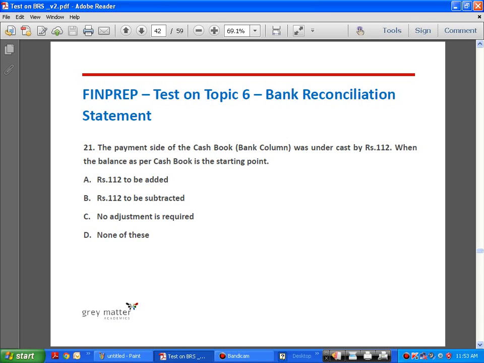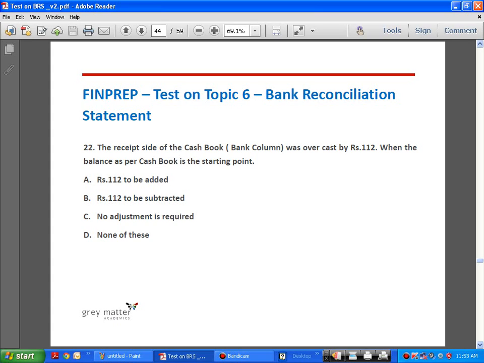The payment side of the cash book bank column was undercast by 112. Okay, so when there is an undercast in the payment side of the cash book, it means that the balance as per the cash book is higher, and so when we have to rectify this error, we have to subtract 112.